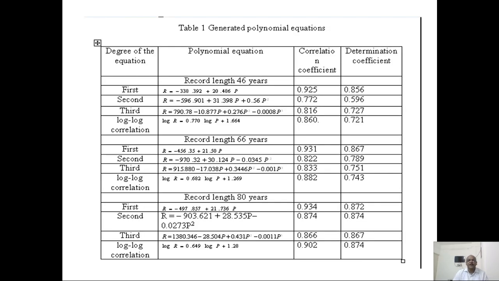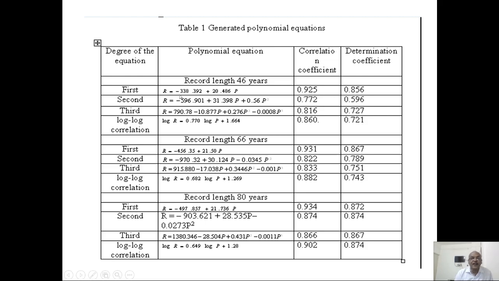Now these are the generated polynomial equations that we obtained from different record lengths, that is 46 years, then 66 years and 80 years. And the degrees of equation we obtained are first degree equation, second degree equation, third degree equation, and the log-log correlation. For 66 years, same thing we repeated here: first degree, second degree, third degree, and log-log. And similarly for 80 years also.